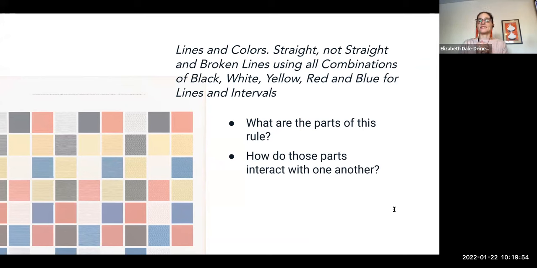Anything more? This decrease, thank you, Cynthia. That's a really beautiful way to put it. It's a decrease in saturation. Are there any other interactions? So we've talked about lines and colors and textures. Any other interactions amongst those that you're noticing?